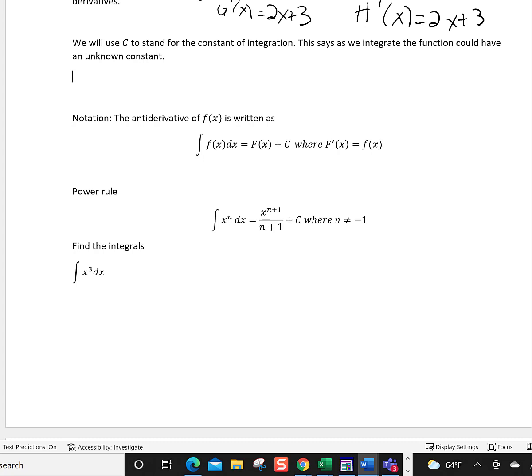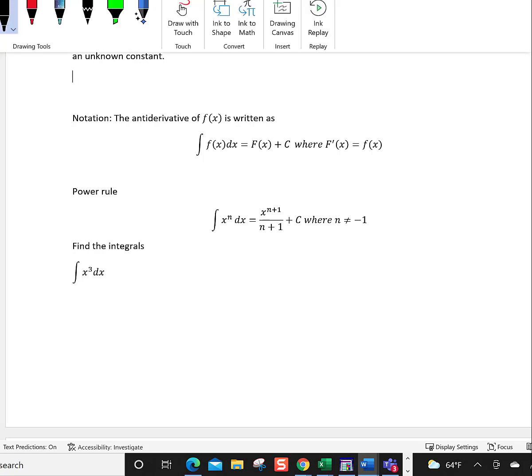n is not equal to -1 because think about, if I have -1 plus 1, that would be 0. And then I would be saying divide by 0. So I would have like x to the 0 divided by 0. And we know that's a big no in math. We never divide by 0. So we're not going to use -1. So let's do multiple examples of what this looks like.